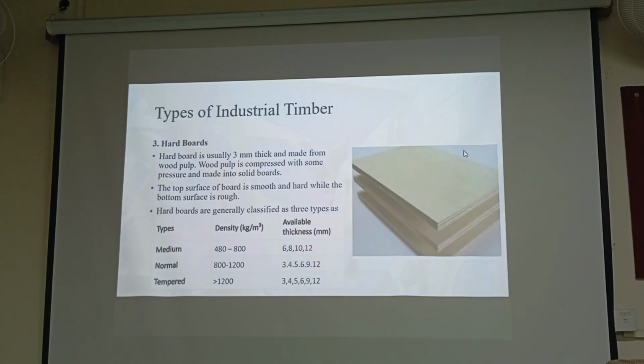Industrial timber has different densities: medium, normal, or tempered. Tempered has the highest density, which is more than 1200 kg per cubic meter, and most of the boards are available in 3, 4, 5, 6, 9, or 12 mm. So 3 is the thinnest, 4 is a bit thicker, then 5, 6, 9. Most of the tables are made from 6 or 8 mm plywoods.